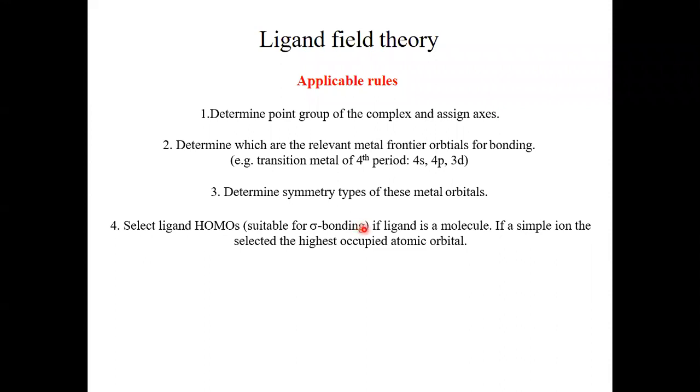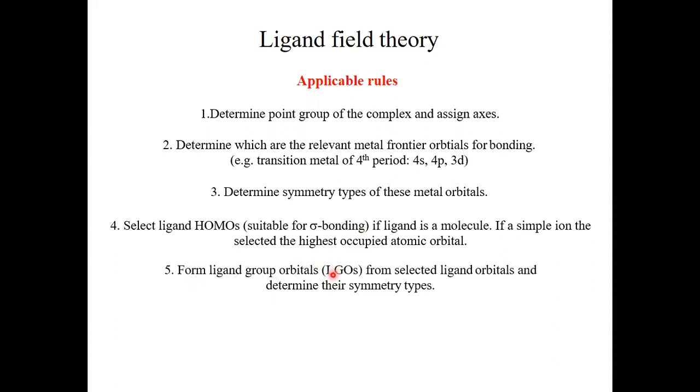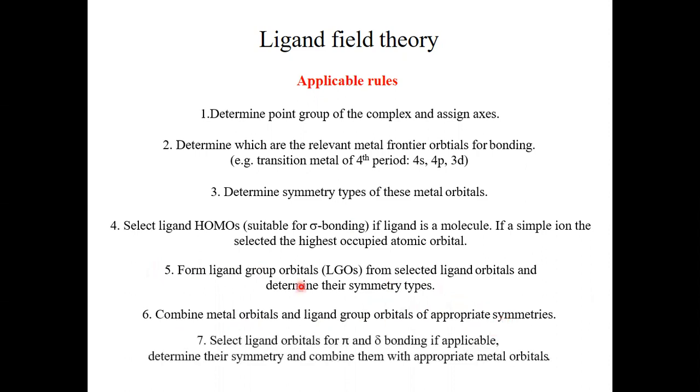Okay, so now after we've done that, we form ligand group orbitals and determine the symmetry types of these ligand group orbitals. And we do this the same way we have done it previously for the more simple molecules like water and ammonia. We first determine the reducible representation for the ligand group orbitals and then the irreducible representations. That will give us the symmetry types of our ligand group orbitals. The next step is then to combine the metal orbitals and the ligand group orbitals of appropriate symmetries to form molecular orbitals, and after we've done that, we can construct our molecular orbital diagram, okay?